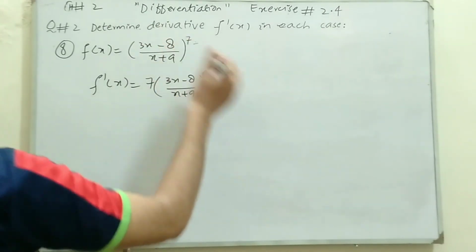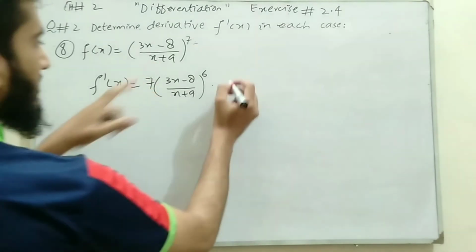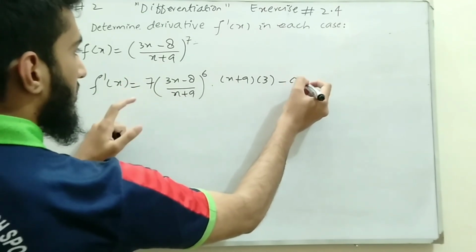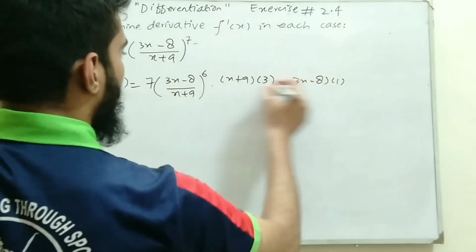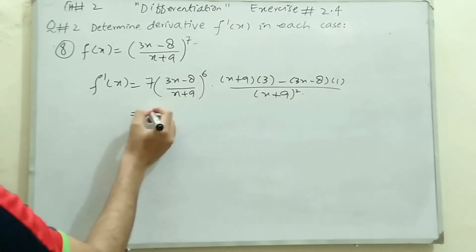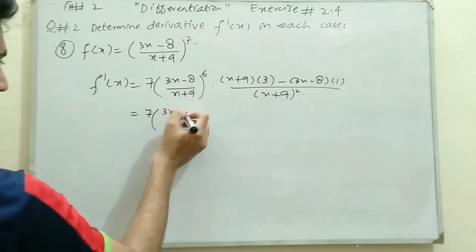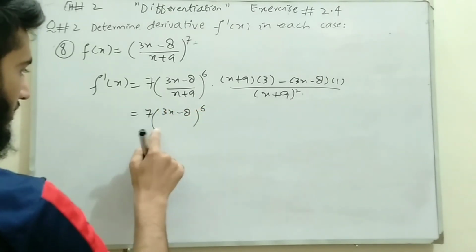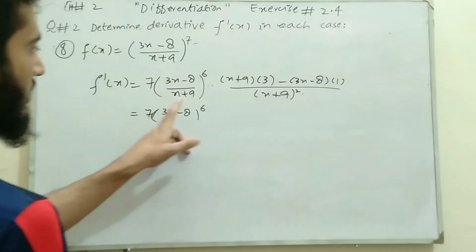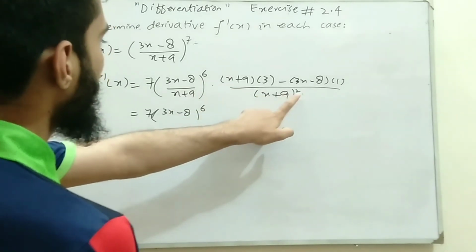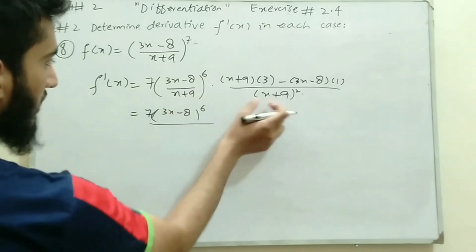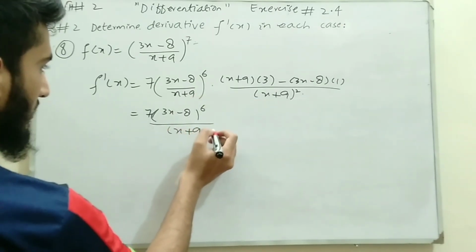Also take the derivative of this inner function using the generalized quotient rule. x plus 9, derivative of this function gives us 3, minus this function, derivative of this function is 1, divided by second function whole square. Now by simplification, 7 times of (3x minus 8) whole raised to the power 6. Here (x plus 9) power is 6 and (x plus 9) power is 2. So in the denominator their power will become 8 because they will add with each other, because both are in the denominator. So the power will be positive 8.